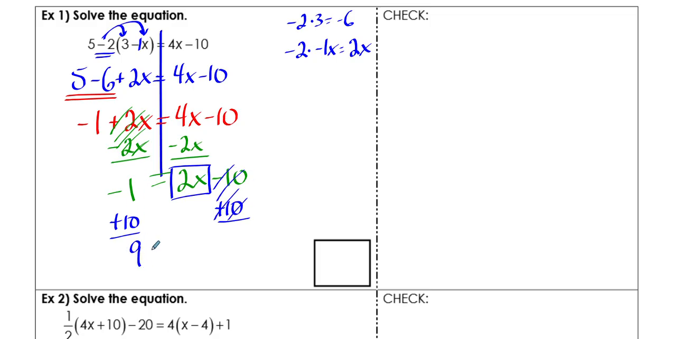Plus 10 on that side is going to give me 9. And then our last step is to divide away that 2. So x is left alone on that side. And that will give us 4.5. Or if you'd like to, you could actually just leave it as that fraction, 9 over 2.